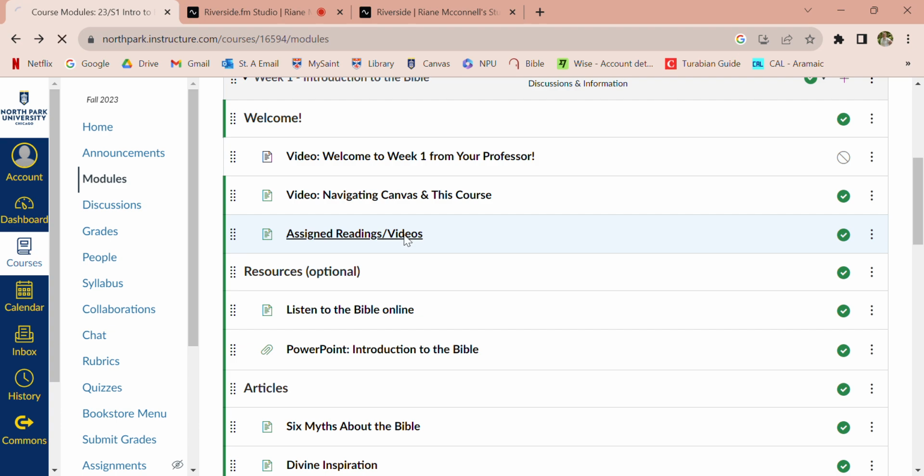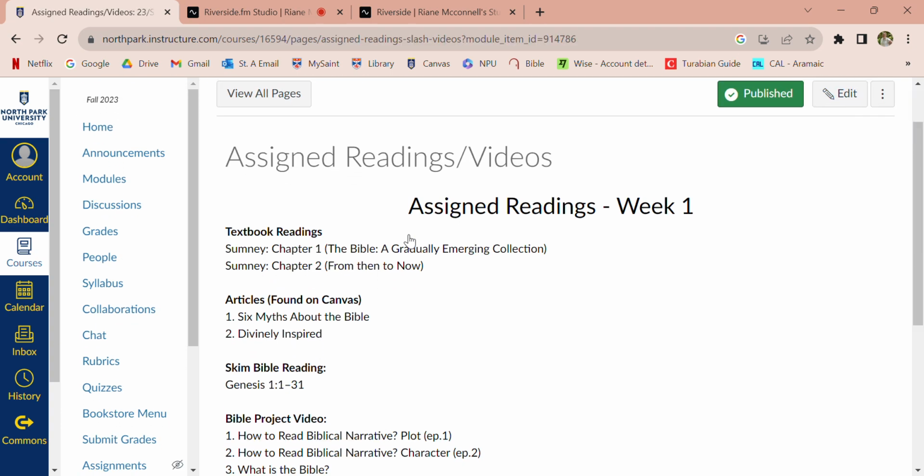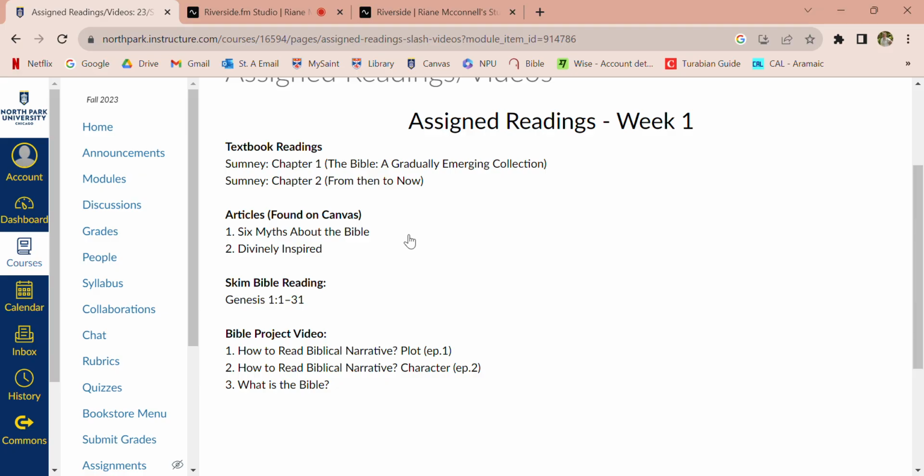This week, as shown in the syllabus under assigned readings and videos, you have 2 chapters from Sumney. This is going to give us a general introduction to the course, the Bible, where it comes from, and what's going on, and those should be really helpful as we get started. There are 2 very short articles. They say articles, but these are really just there to get us to think about the Bible and the opening of Scripture in a different way. So read these 2 articles, The 6 Myths About the Bible and Divinely Inspired, and then skim read Genesis.